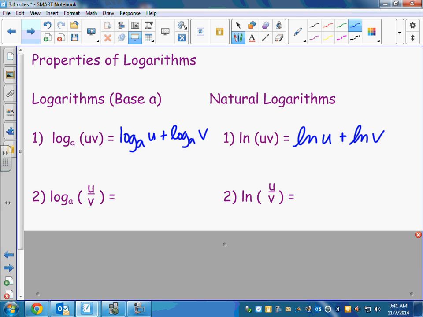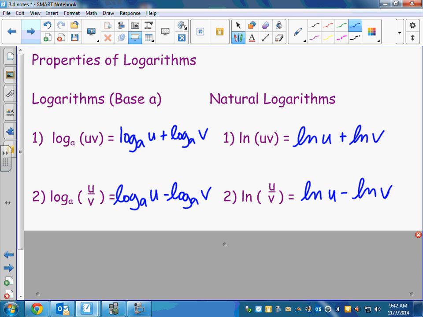When we divide with exponents, we do what? Subtract. So if you have the log or the ln of something divided, you can break it up as subtraction. So log a of u divided by b, I could say is log a of u minus log a of b. And again, if you see subtraction, you can put it back together as division, and the same is true for ln's.